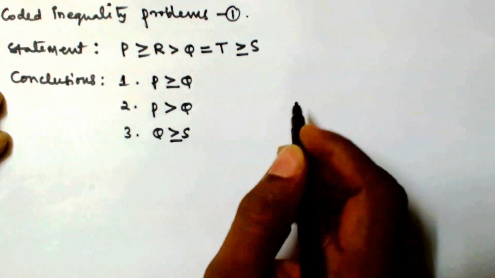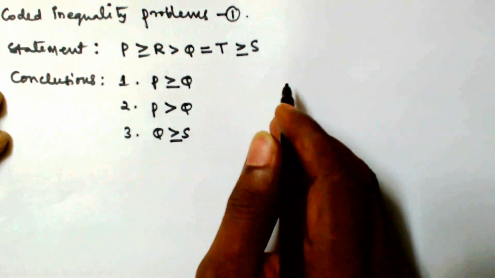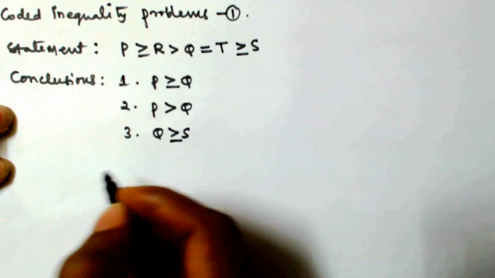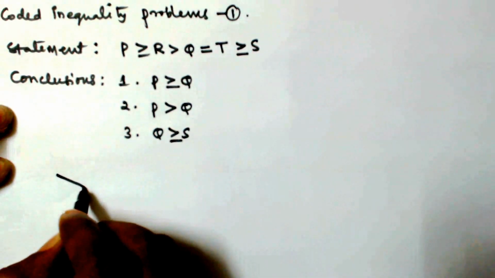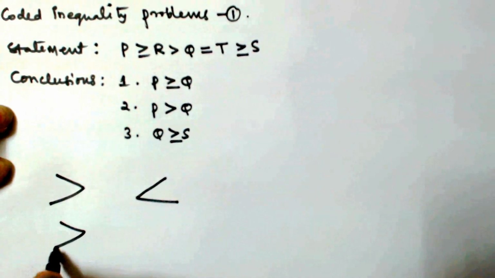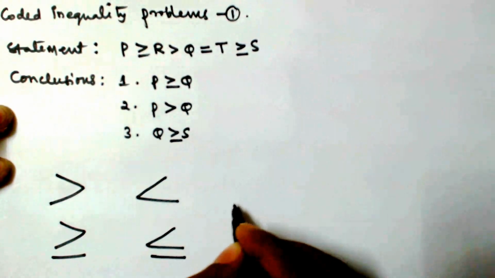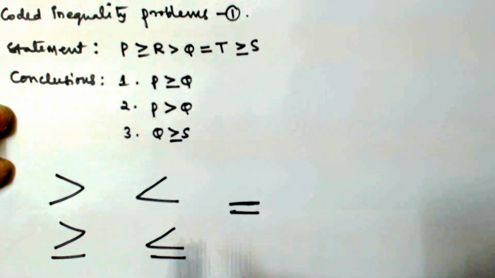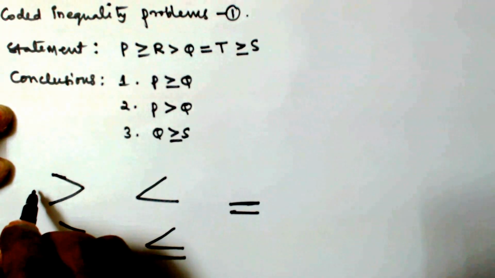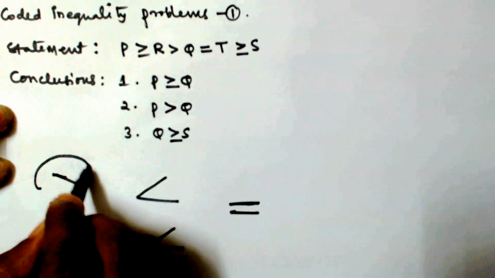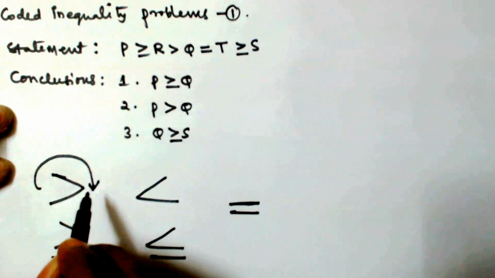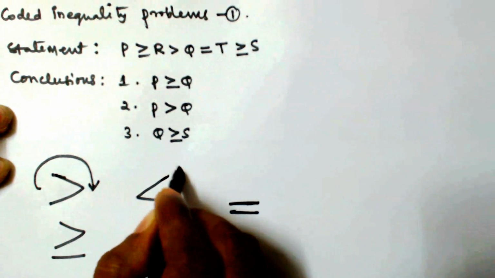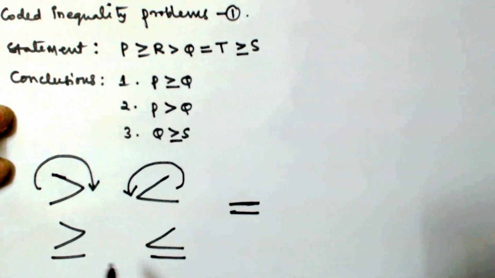Now I'll show you the concept I told you about. It is a simple logic, using which you can solve this problem within 10 seconds. Any coded inequality statement is going to contain greater than, less than, greater than or equal to, less than or equal to, and equal to. These five are going to be contained. Whenever you see a greater than, the movement is possible from the open end to the close end. Whenever you see a less than, the movement is likewise possible from the open end to the close end.